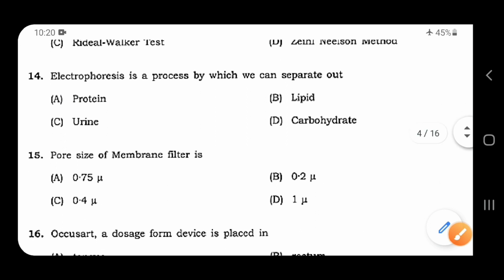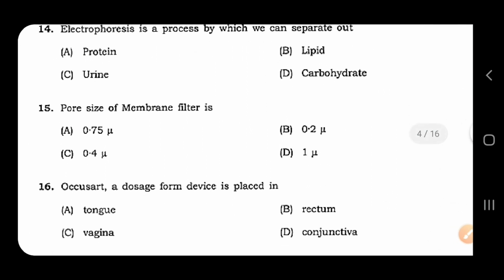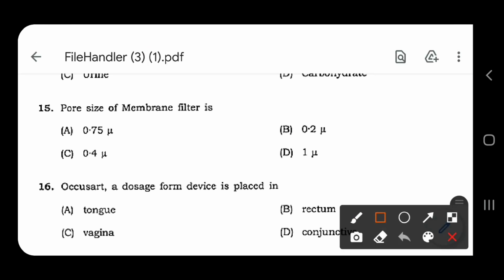Next is question number 15. Pore size of membrane filter is 0.75 micron, 0.2 micron, 0.4 micron, 1 micron. Here the correct answer is 0.2 micron. This pore size of membrane filter is generally used for viral filtration, and 0.45 micron is used for bacterial filtration.